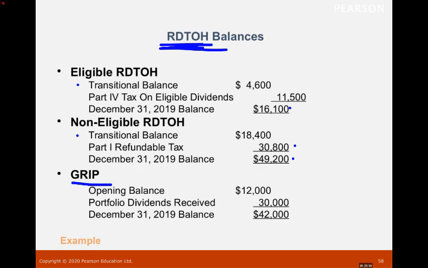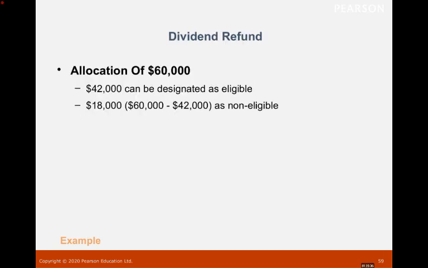And then we can look at our GRIP. Opening balance is given. We received portfolio dividends. Those are getting taxed at the high rate. So those add in. So now we have 42,000 in our general rate income pool, income that can be paid out as eligible dividends. Get a bit of a preferential tax treatment because higher tax rates have already been paid. The dividend refund. If we have an allocation of 60, 42 designated as eligible, the remaining 18 designated as non-eligible.